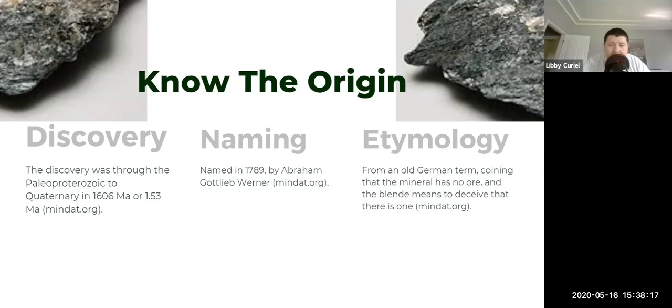The naming, of course, came in 1789 by Abraham Gottlieb Werner at mindat.org. Etymology, from an old German term meaning that the mineral has no ore, and that blend means to deceive, that there is no ore in one. So hornblende's a very trickster of a type of mineral, huh? Playing jokes on all those Germans over there, trying to understand what belongs in it and what resides in it.